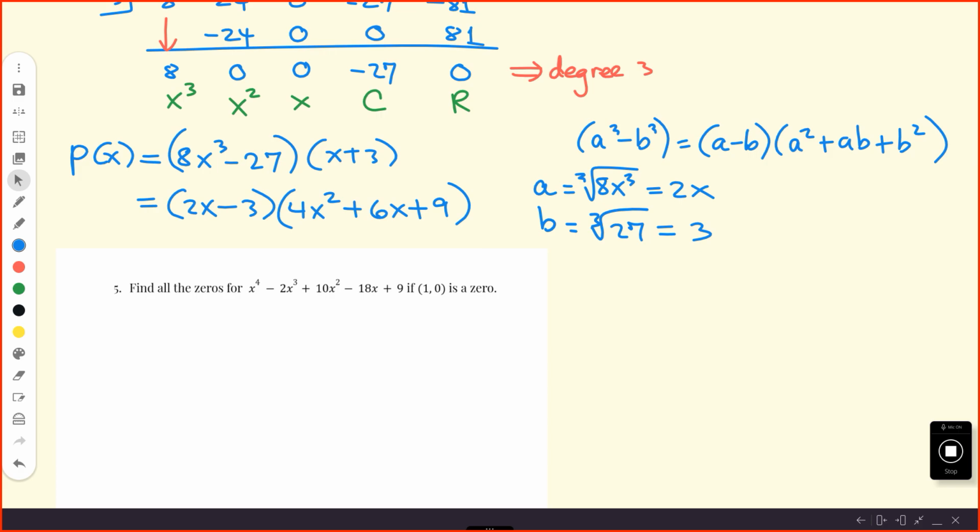But then again, in the final answer, we're going to bring down the x plus 3, okay? As our final, for the final factors. Okay. Now, can we factor 4x squared plus 6x plus 9? Is it factorable?